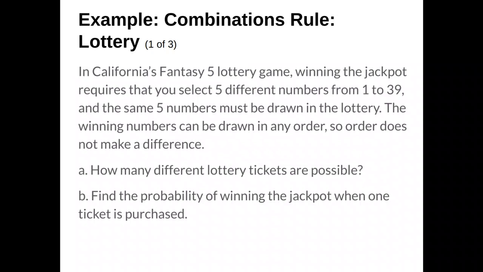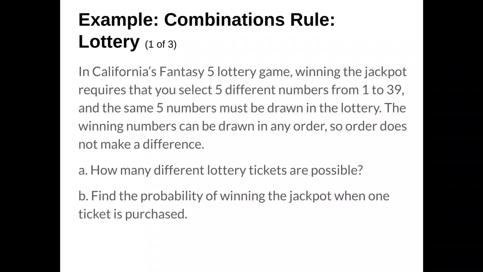So in California's Fantasy 5 lottery game, winning the jackpot requires that you select 5 different numbers from 1 to 39, and the same 5 numbers must be drawn in the lottery. The winning numbers can be drawn in any order, so order doesn't make a difference. Now, if you've read the post for the forum for week 5, this should be raising red flags that you should be paying attention really well right now. So, how many different lottery tickets are possible, and find the probability of winning the jackpot. Winning the jackpot would have all 5 numbers, so there's only one way to have that happen.